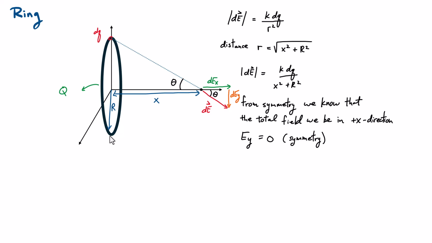on that central axis of that ring. If we were at any point that is offset along the y-axis, for example, that would not be true.